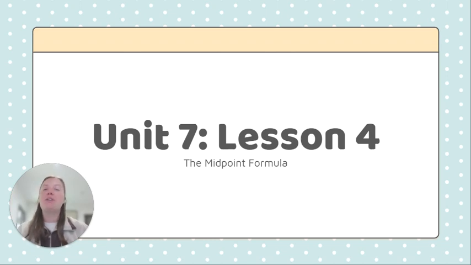This time we are talking about Unit 7, Lesson 4, specifically the midpoint. We have talked about the midpoint before. We've briefly discussed the midpoint formula, but let's do a formal introduction, description, and examples for the midpoint.